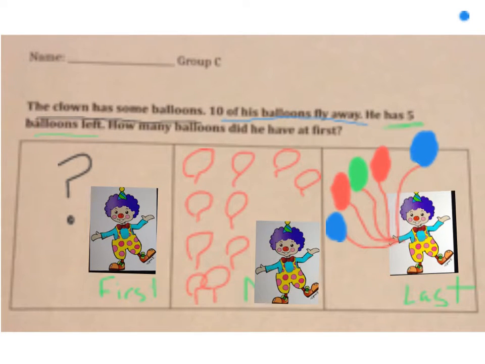Are you back? Do your pictures look something like this? Did you say that first the clown had some balloons, but we didn't know how many, so you drew a question mark? And then did it say that 10 of his balloons flew away? So you're going to draw a picture of 10 balloons, but look at here. He doesn't have any of them because they all flew away. And now he has 5 balloons left.